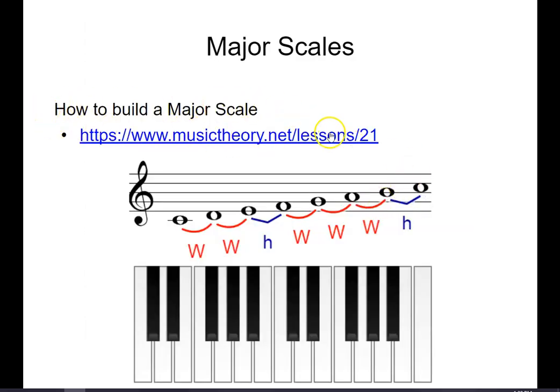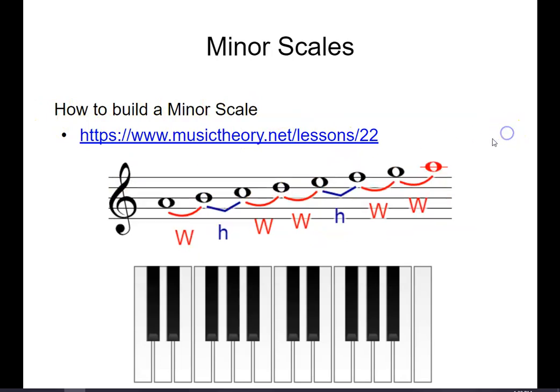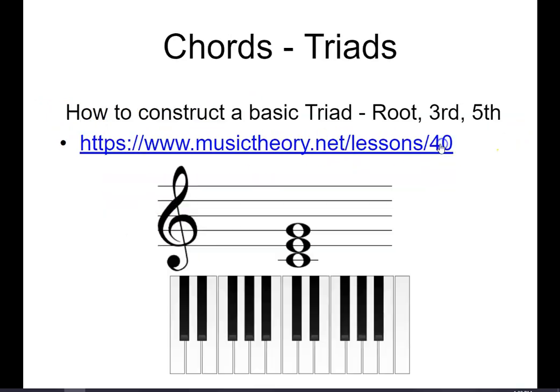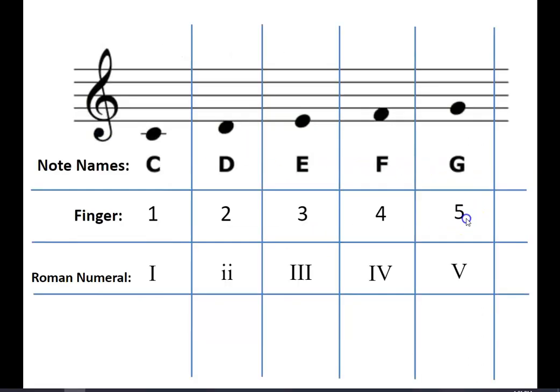The other day we talked about how to build a major scale and also how to build a minor scale. Today we're going to be working with chords within those scales. In this case, a chord is when more than one note is played at a time. We're going to be using triads today, and a triad means that there are 3 notes played at one time. We call those the root, the third, and the fifth note. There's more information if you visit this link here.